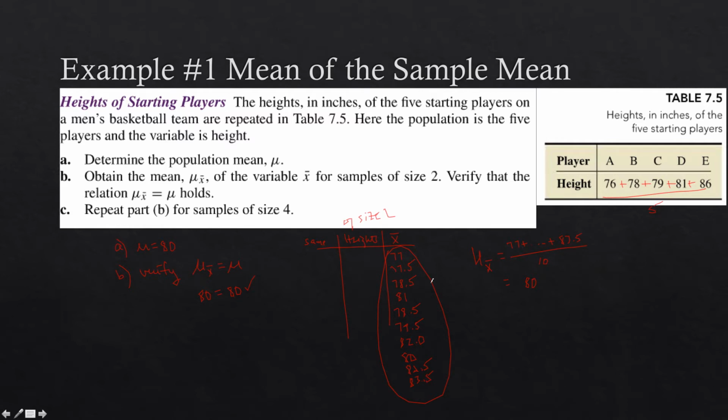And if you remember, for size 4, these were the sample means. Here are our sample means for size 4. So this is when n equals 4. I gave you this in the last video as well. 78 and a half, 79.75, 80.25, 80 and a half, and 81.